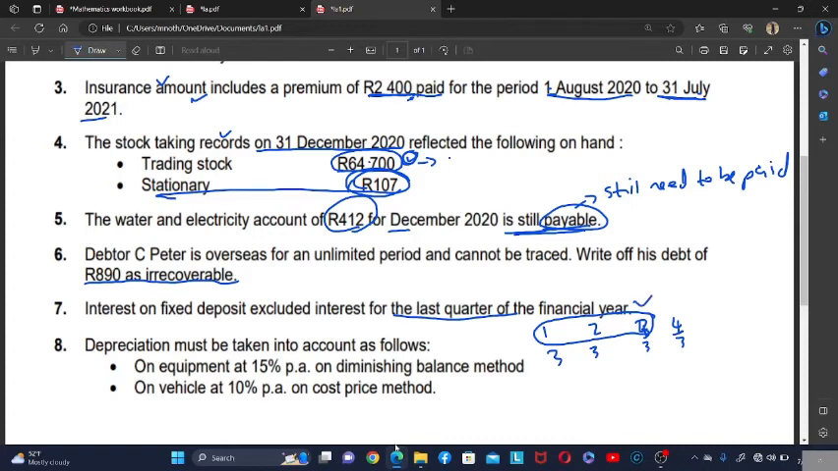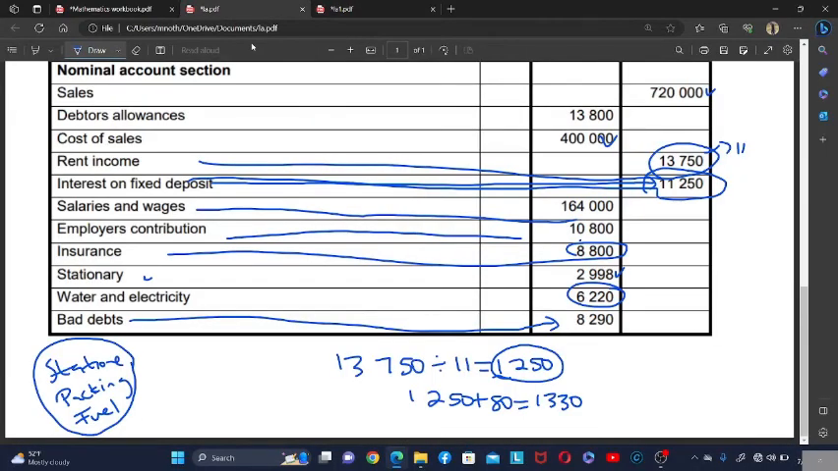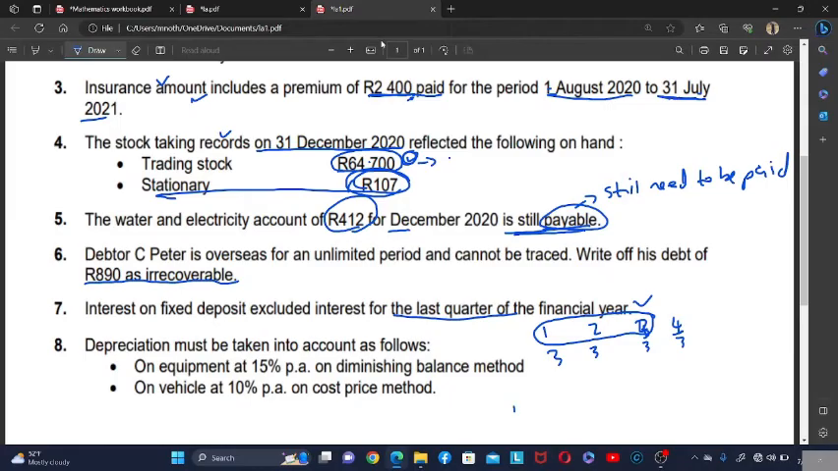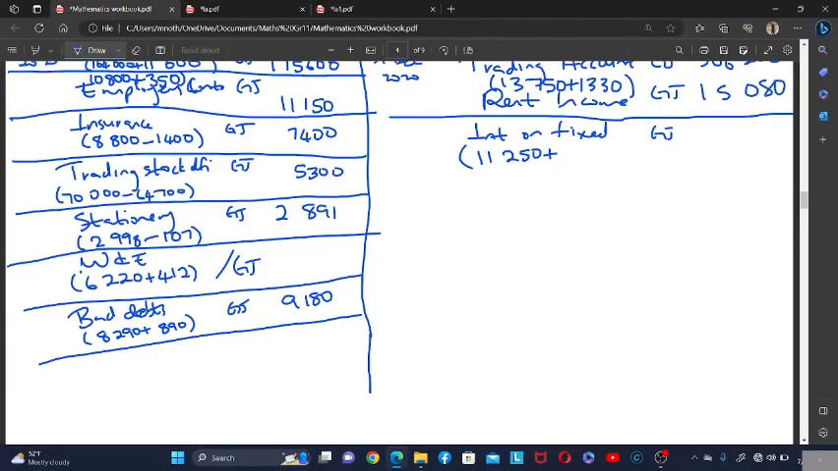So we are going to say the interest on fixed deposit, which is 11,250. We are going to divide it by 3 quarters so that we can know how much a quarter is. So a quarter is 3,750. So this means that now we have the quarter that we need, 3,750, which is going to give us 15,000.